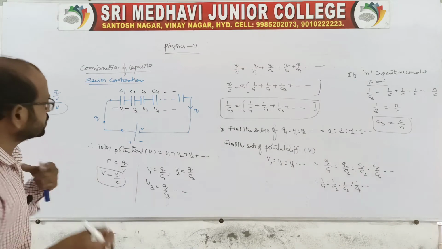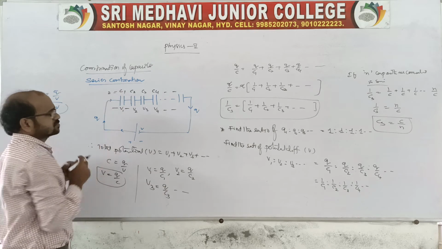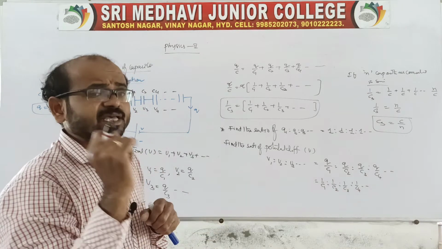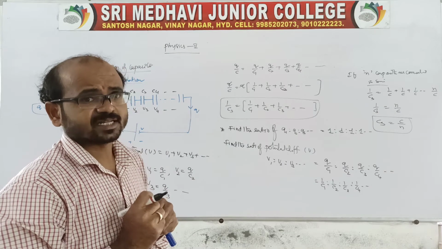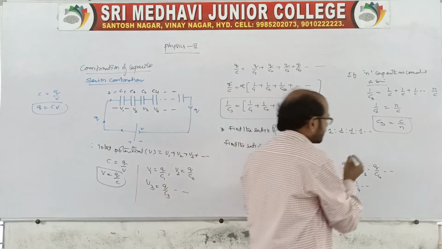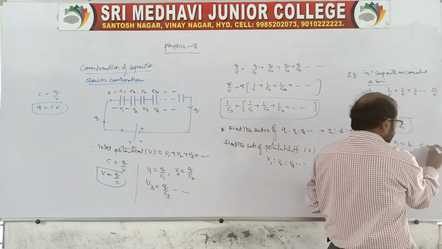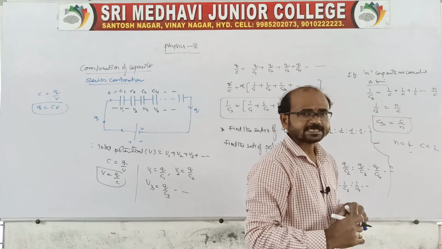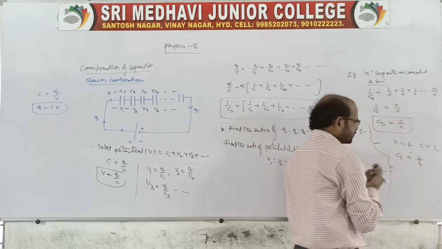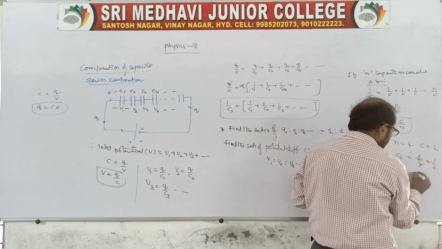Suppose I would like to tell you one small problem related to this. Each capacitor is given as 2 farad. There are 4 capacitors connected in series. Find the effective capacitance. N is given as 4, and each one is 2. Therefore, the effective capacitance will be 2 by 4, which is 1 by 2. So CS is equal to 0.5.